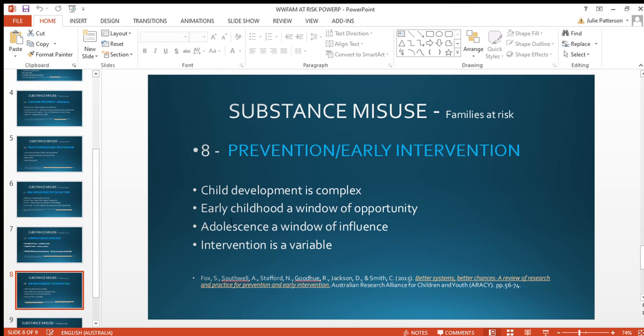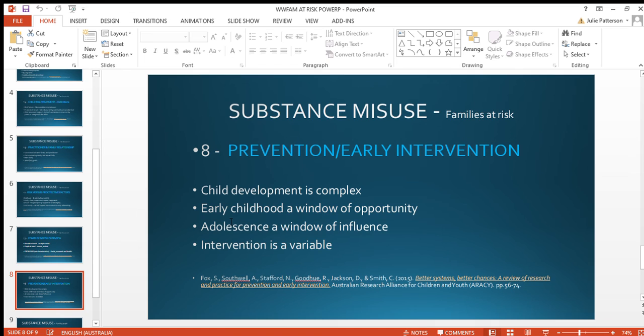And the final slide is child development under prevention and early intervention, among other points. So the Australian Research Alliance for Children and Youth state that understanding the ecological model of child development and the risk factors can help improve child outcomes through prevention or early intervention. Childhood development is complex, but there's what they call a window of opportunity for guidance in a positive direction.